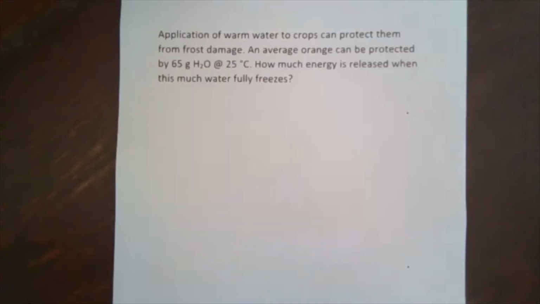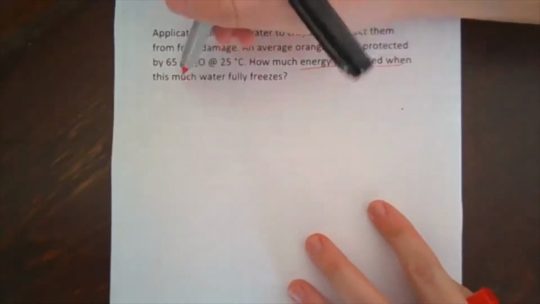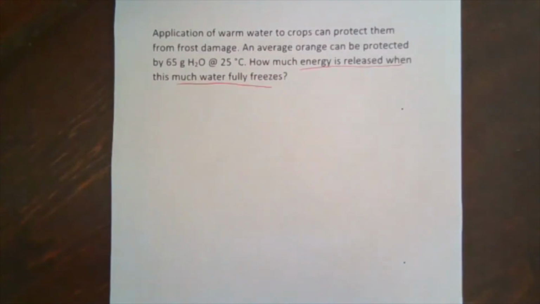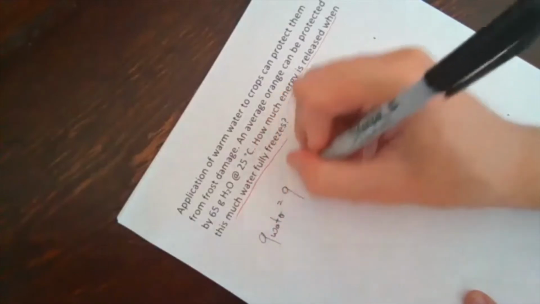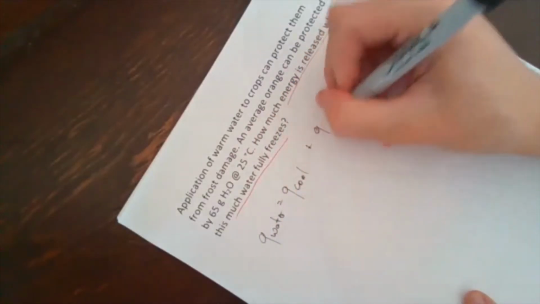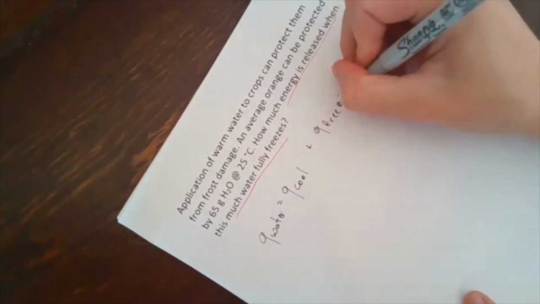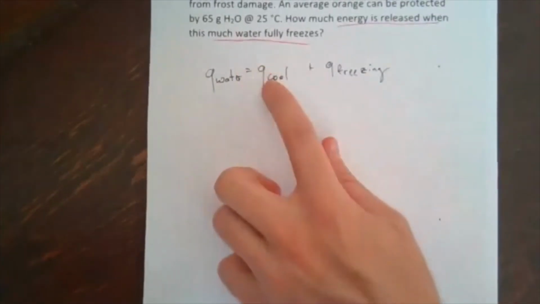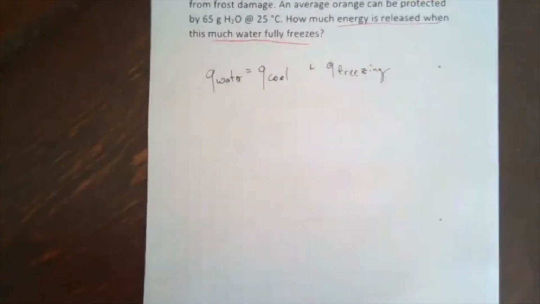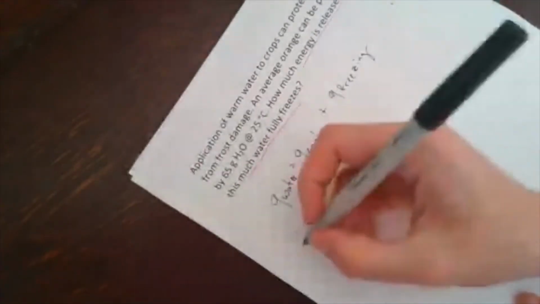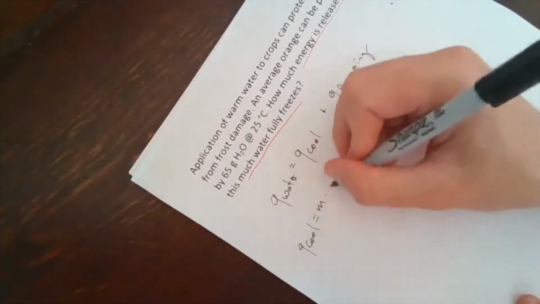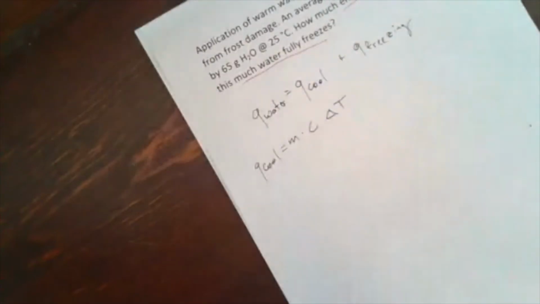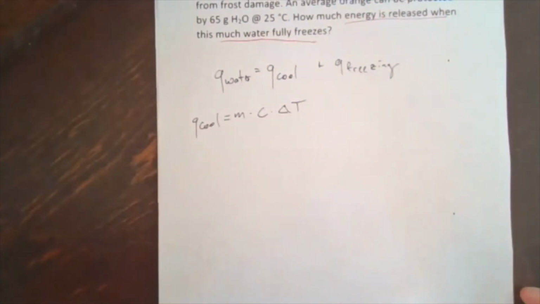All right, so we want to know the energy that is released when this much water fully freezes. We've already walked through the fact that the heat of the water is going to correspond to the heat from cooling plus the heat from actually freezing. We're going to change the temperature of the water, then it's going to freeze. So we'll do these one at a time, independent steps. The cooling, because we're changing the temperature, is mc delta T. That's going to be our standard equation for heating and cooling.